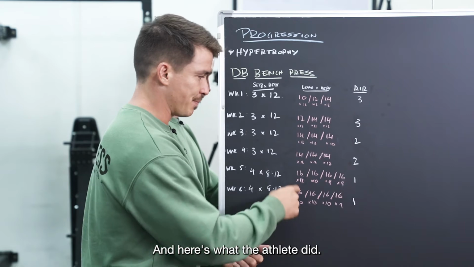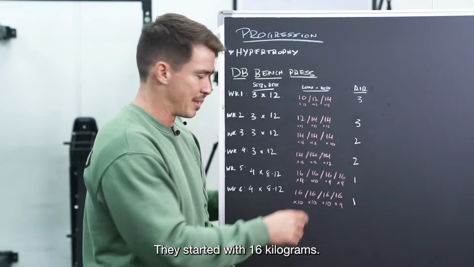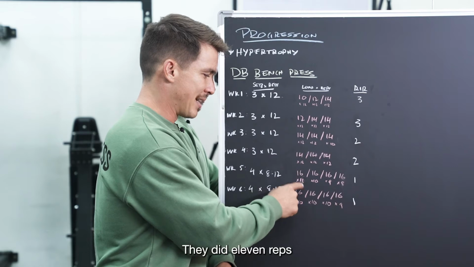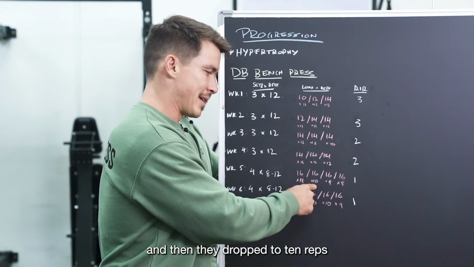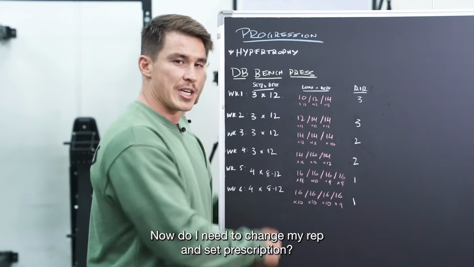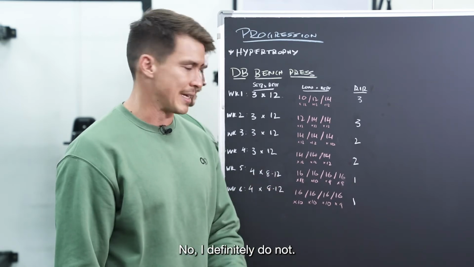And here's what the athlete did. They started with 16 kilograms. They knew they could start at 16 because they could already do 12 reps at 14. They did 11 reps, and then they dropped to 10 reps, and then 9 reps, and then 8 repetitions. Now, do I need to change my rep and set prescription? No, I definitely do not.